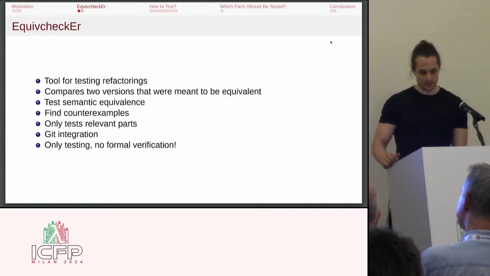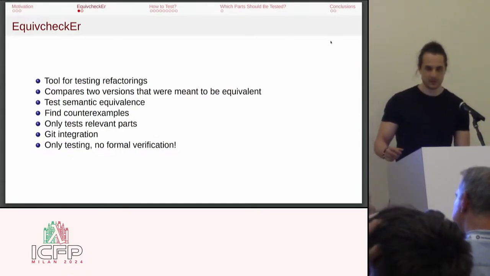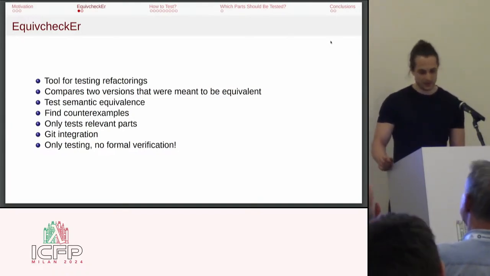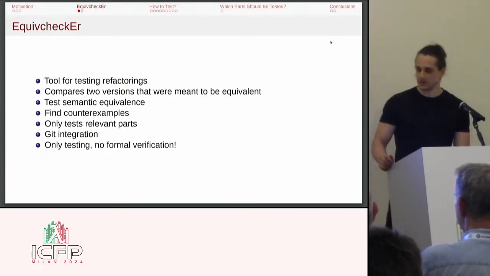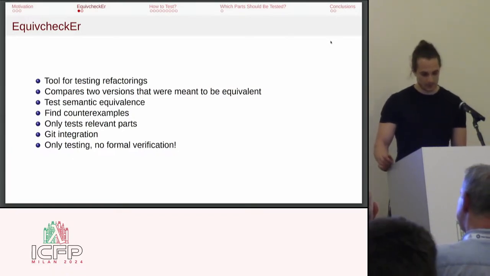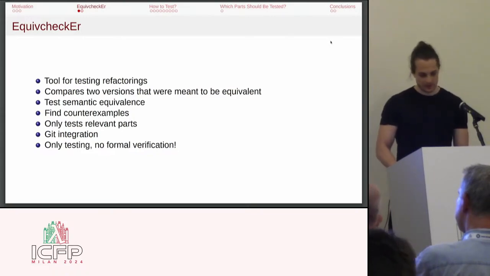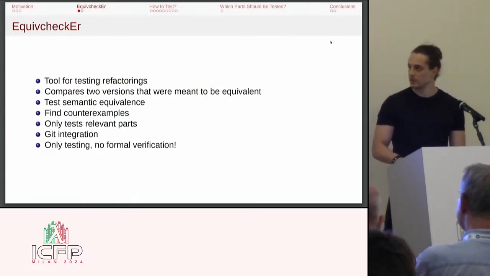And while running these tests, if it finds that a program behaves differently, then it collects these counterexamples, so we can later use this information to more easily find where the bug was introduced. It also only tests the relevant parts, so the tests are not run with the whole Erlang application. It also has Git integration, so it knows about your branches and commits, and you can just use those to do the comparison or the testing.